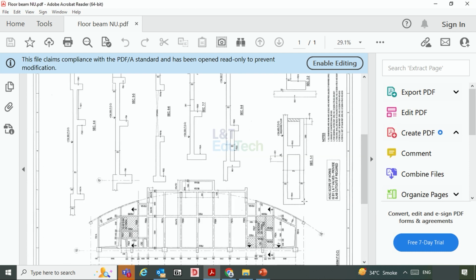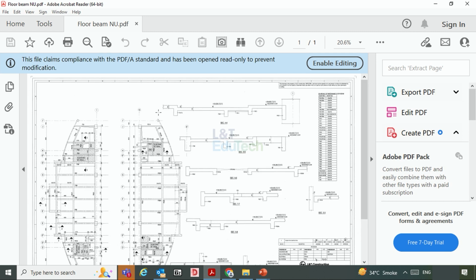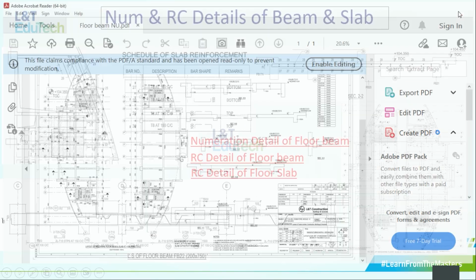Clockwise. You can see one side of the office is a mirror of the other side, but we need to have the entire beam. This is the span of the beam, this is the beam ID, and this is how it looks. We also need to see the cross section: this is the beam, this is the slab, and this is the beam ID. The entire right side is where we have given the beam ID. This is the numeration drawing of the beam.